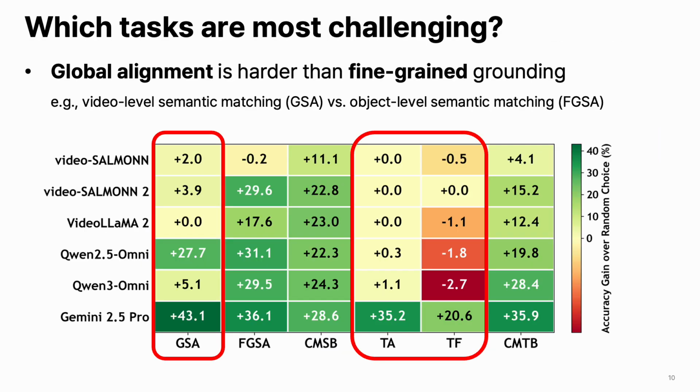A closer look shows that global alignment can be even harder than fine-grained understanding. For example, identifying whether a specific object is visible may be easier than deciding whether the overall speech content matches the visual events in the video.